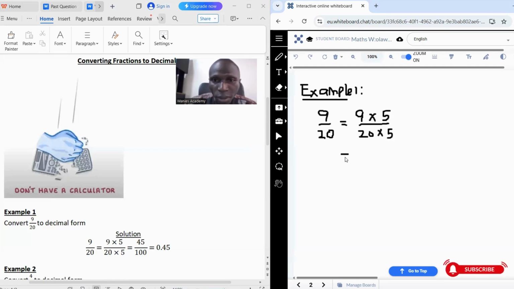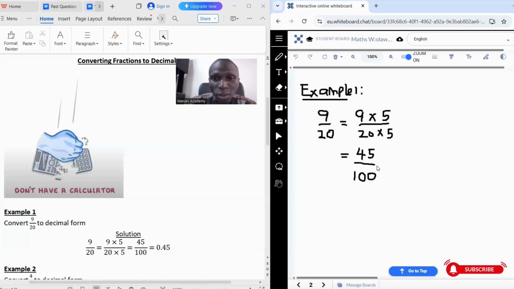So our numerator is now 9 times 5, which gives us 45. Then 20 times 5 gives us 100. So we now have 45 over 100. With this, we can convert this to a decimal.